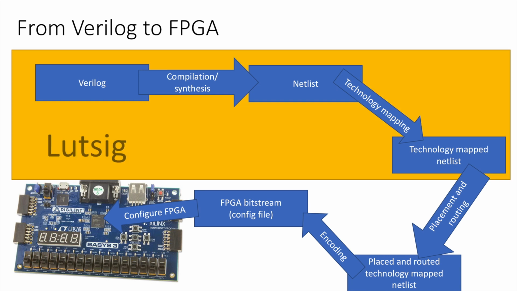And the steps covered by Lutsig are the ones inside this yellow box. So Lutsig covers compilation or synthesis and technology mapping. And we did not include the placement and routing because the approach we take to technology mapping we expect to be applicable to placement and routing as well. Since everything inside the yellow box is done formally, we need a formal semantics for our source language, that is Verilog, and also formal semantics for our target language, that is technology mapped netlists. So let's look into those two semantics.